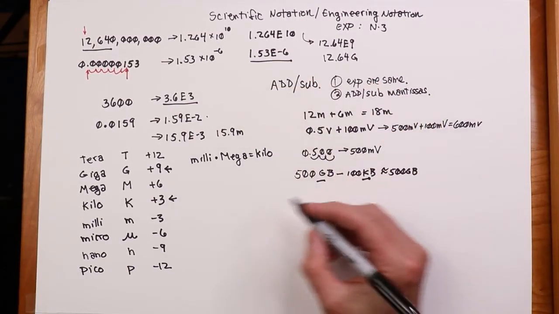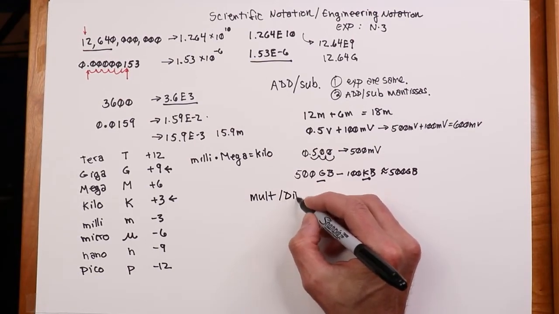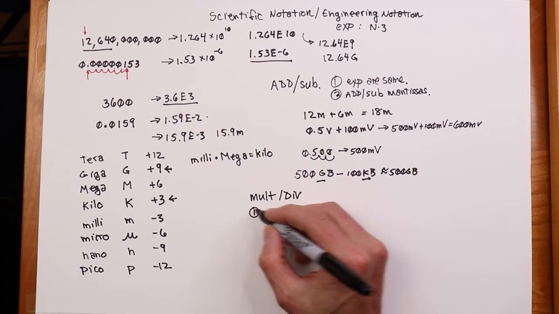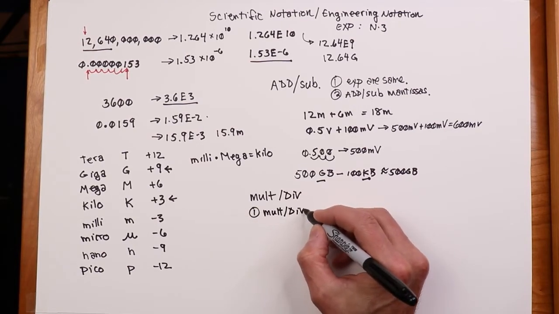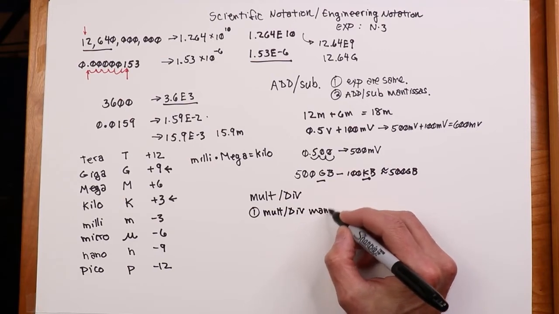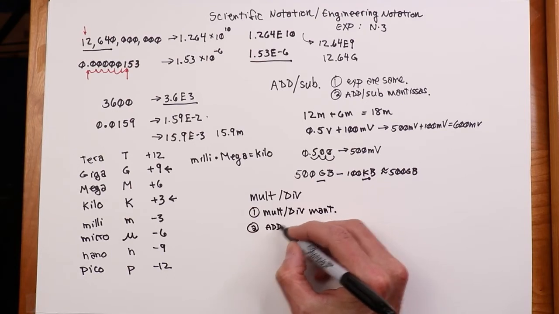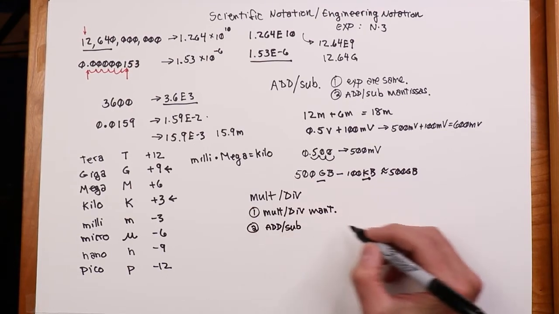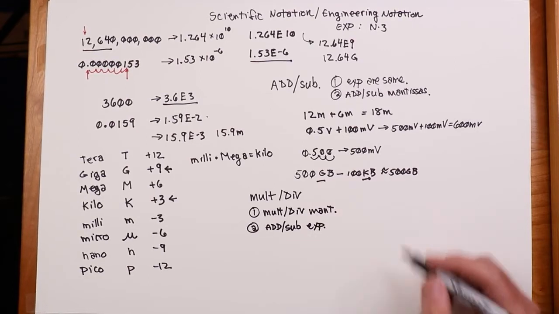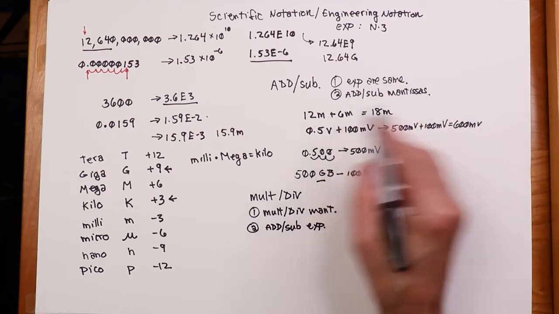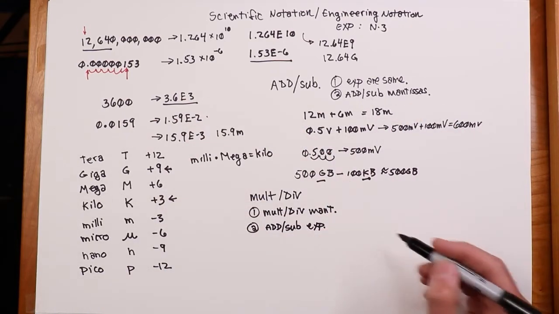So again, add, subtract. Now, when it comes to multiply, divide, what you do, step one, is you multiply or divide as needed the mantissa part. Then you add if you're multiplying or subtract if you're dividing the exponent part. So you don't have to make sure that they're the same size, right? You don't have to make sure that they're kilos to kilos, millis to millis. You can just run this straight up.